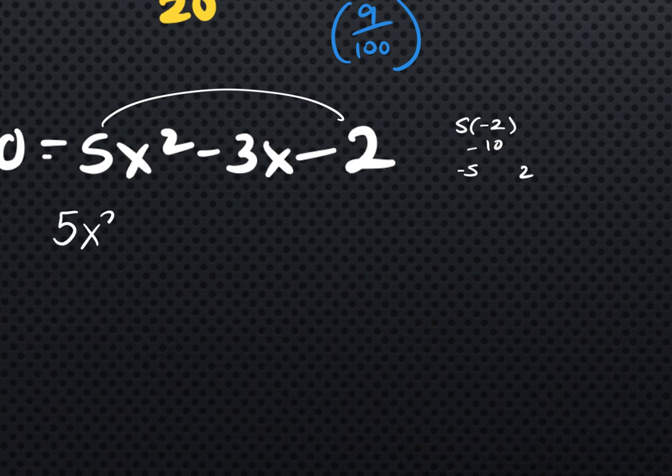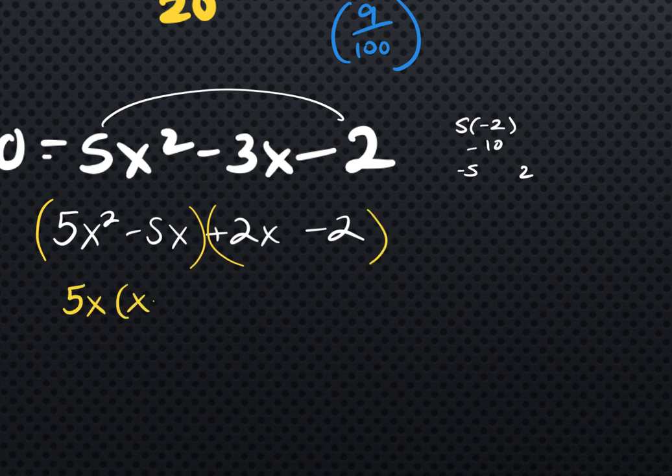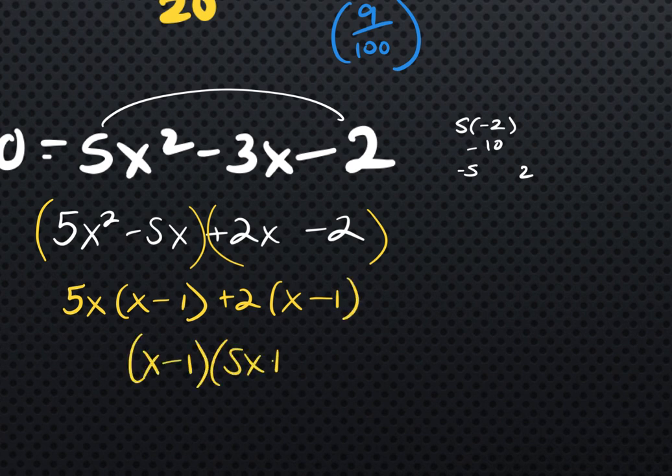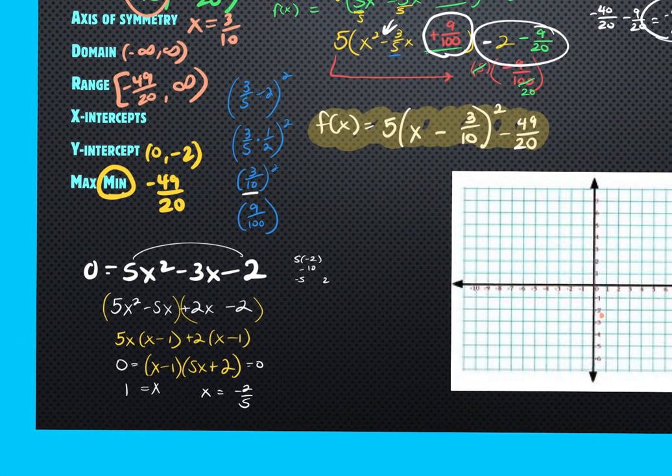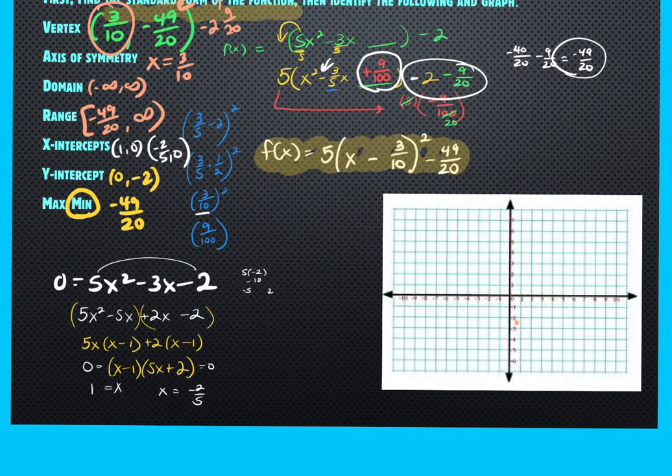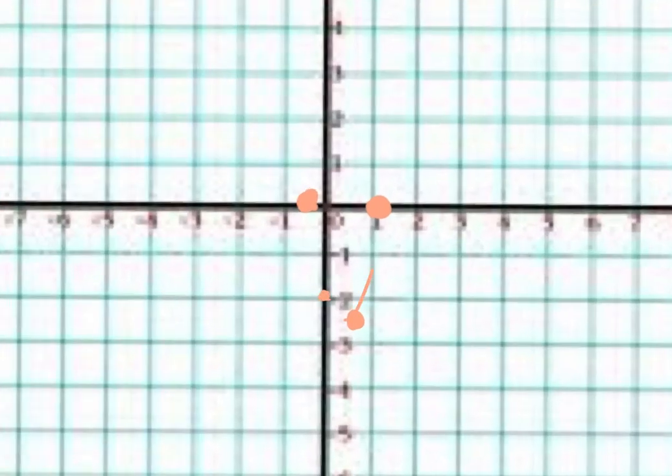And I get 5x squared minus 5x plus 2x minus 2. Then I'm going to factor by grouping. Take out a 5x, x minus 1. Take out a 2, x minus 1. And I get x minus 1 and 5x plus 2. Split and solve this, and I get x equals 1 and x equals negative 2/5. So my x-intercepts are 1, 0 and negative 2/5, 0. So I plot that: 1, 0, negative 2/5, 0, and a y-intercept at 0, negative 2. And then I would draw my graph.